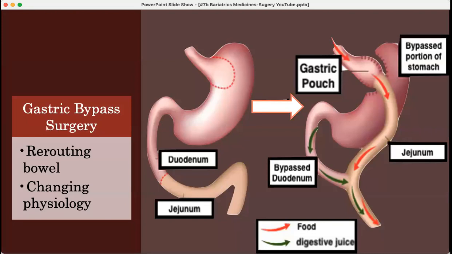Let's go through the physiology a little bit more in detail. We've talked about the anatomical changes, how everything is rerouted, adding this little gastric pouch. So the food goes into the gastric pouch, and then immediately it goes into the jejunum, that second portion of the small bowel. Food is coming through those red arrows. Digestive juices are coming into it through the green arrows. So you haven't lost your digestive juices. You're still getting your pancreatic juices and your bile from your gallbladder and liver.